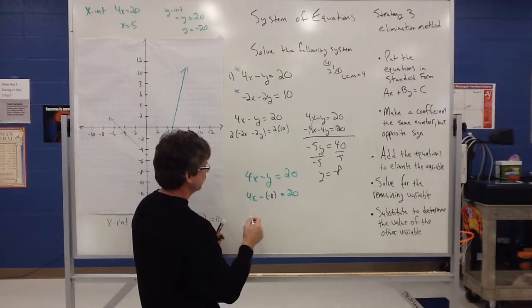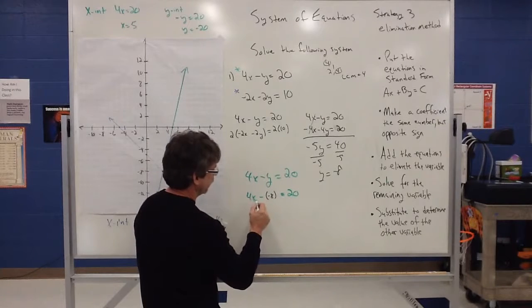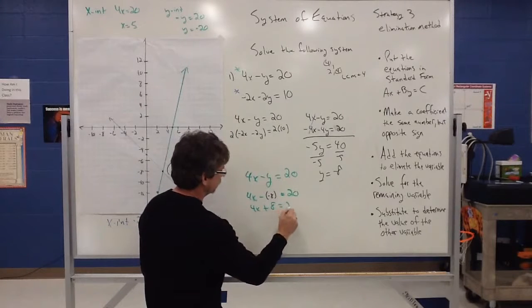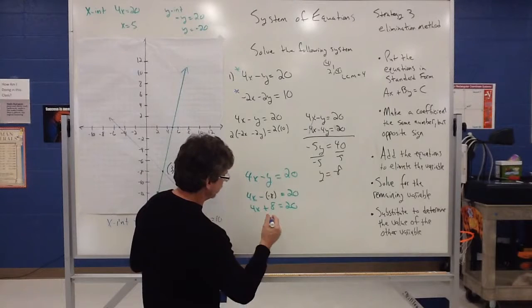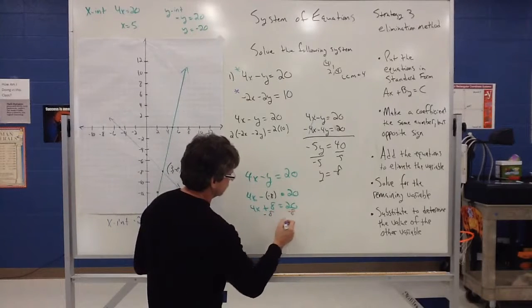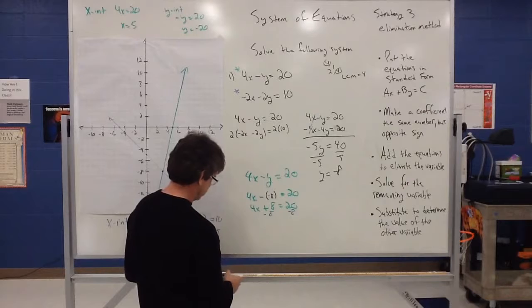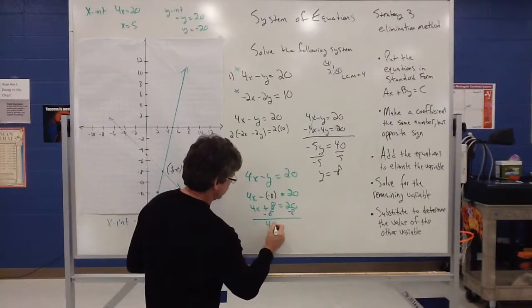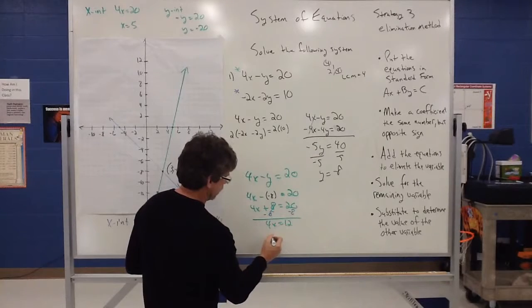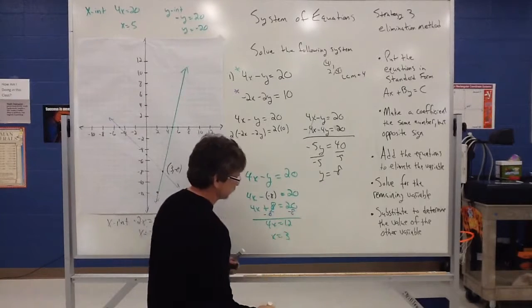So what we have then is, I can now solve for x, so it's going to be 4x plus 8 is equal to 20. I can then use a zero pair to knock this 8 out. And I have then 4x equals 12. And we should see x equals 3.